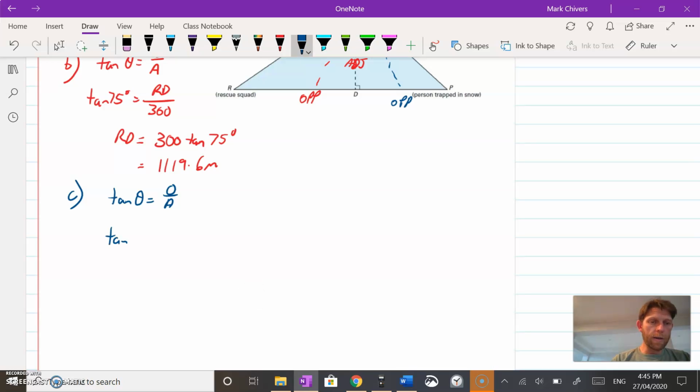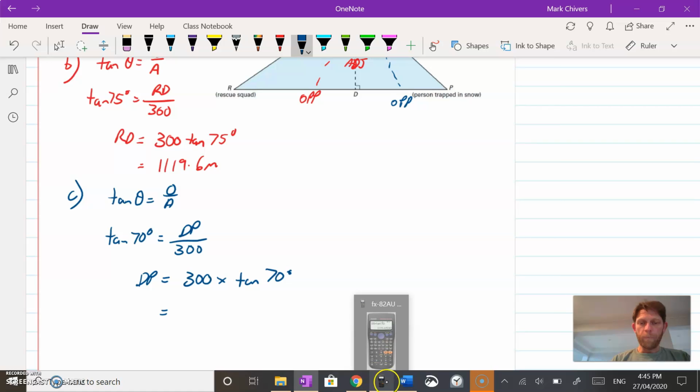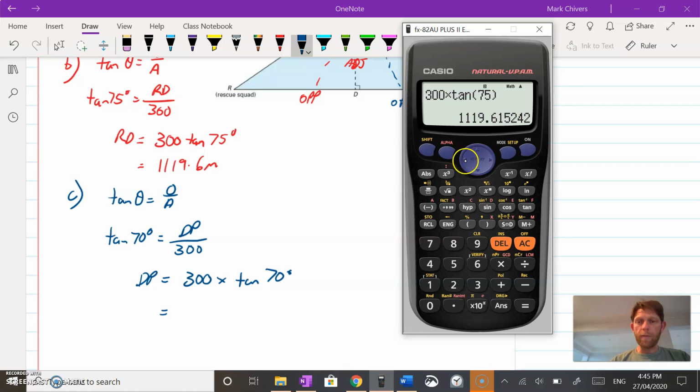So tan of 70 degrees equals the opposite side. Well, that's DP. That's the bit we don't know. Over the adjacent side, which is 300. So once again, we're going to end up with DP equals 300 times tan 70 degrees, because we multiply both sides by 300. And I can even just go in here and change that to 70. 300 times tan 70, that's everything we need. So that's going to be 824.2 meters.